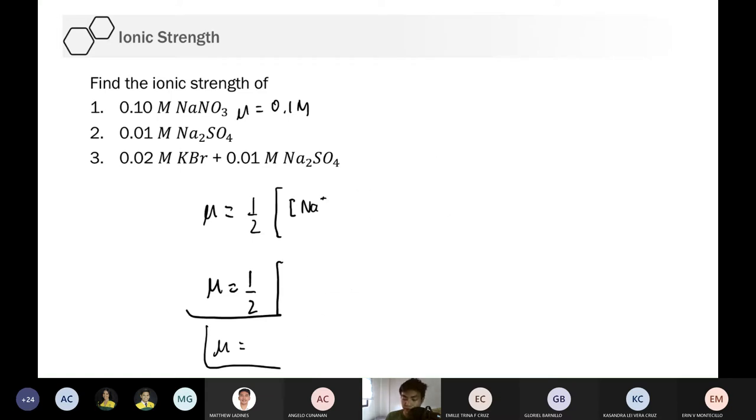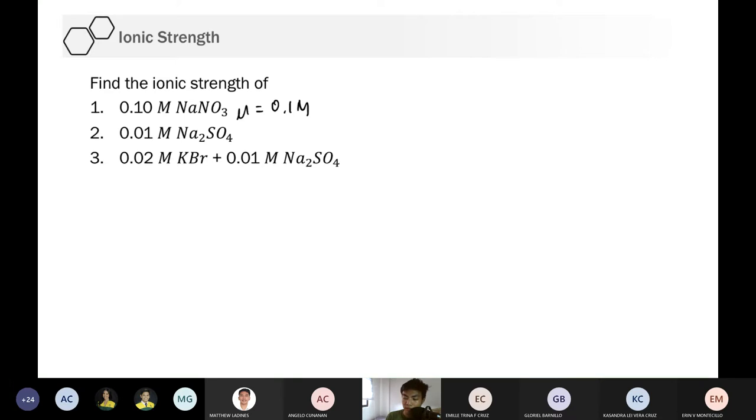Let's try another item. Let's have number 2. So for number 2, we have sodium sulfate. Write the dissociation equation for sodium sulfate. So ano yung mapoproduce nating ions dito? We will produce 2 moles of sodium ion and 1 mole of sulfate anion. Bakit naging 2 moles yung sodium? Yung 2 na subscript doon, if it is going to be an ion, magiging coefficient siya noon. So yung 2 dito magiging coefficient kapag yung ating sodium magiging ion. Okay? So ganun lang.